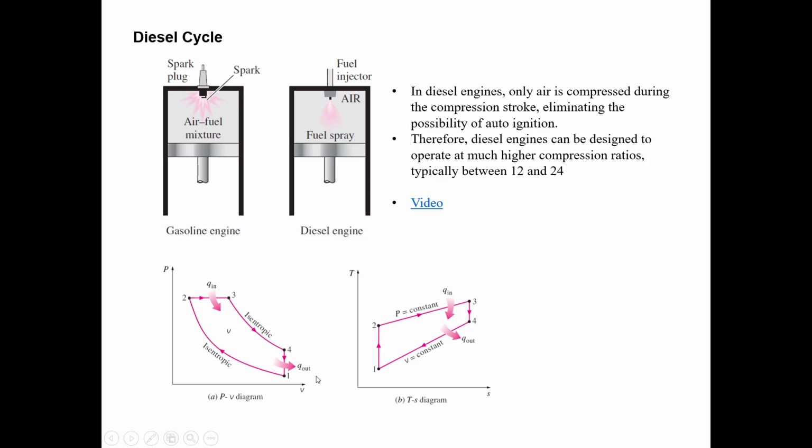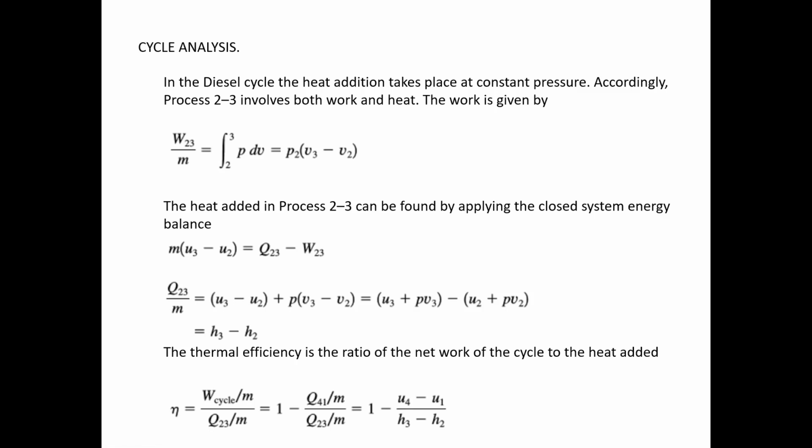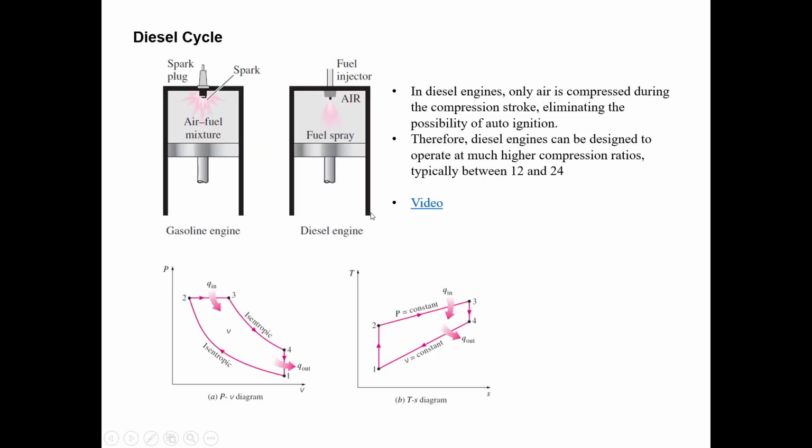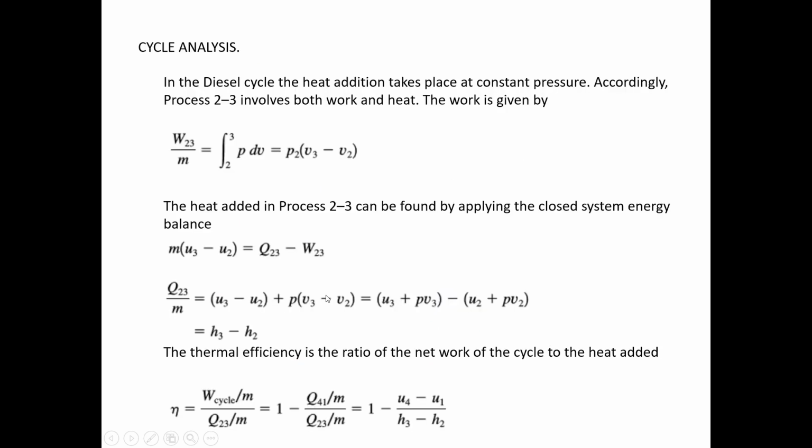right? So this is the PV diagram and this is the TS diagram, right? So you have isentropic compression, entropy is constant, then constant pressure heat addition, isentropic expansion, then constant volume heat rejection, right? That is the main difference. And if you work on the analysis, in the diesel cycle the heat addition takes place at constant pressure. Accordingly, process 2-3 involves both work and heat. So process 2-3, that means the heat addition process, involves heat and work both, right?